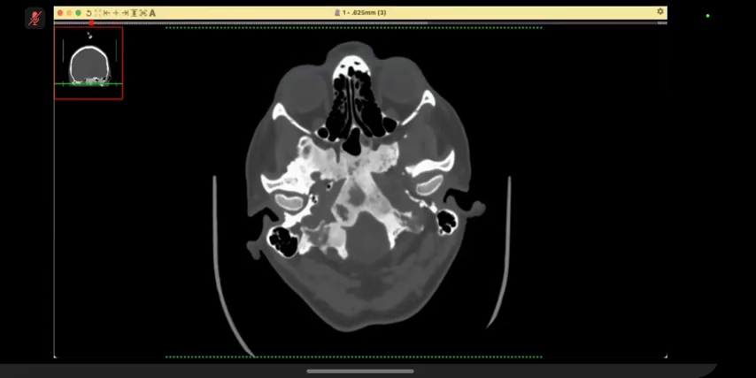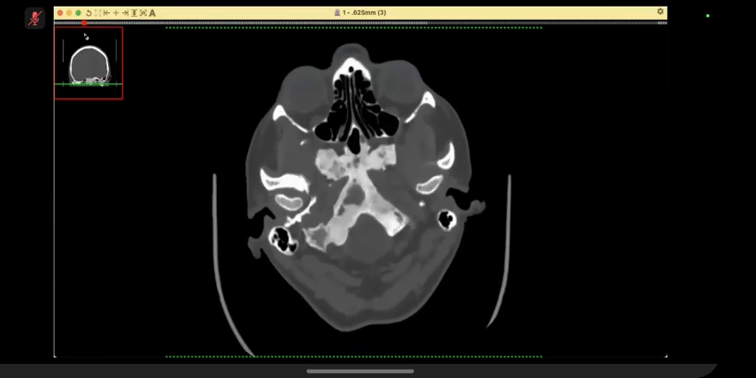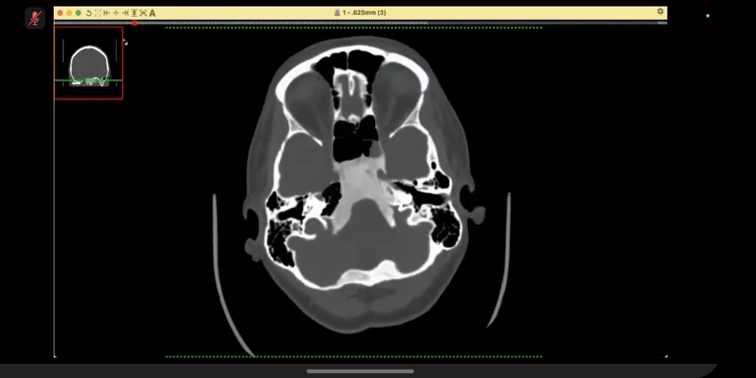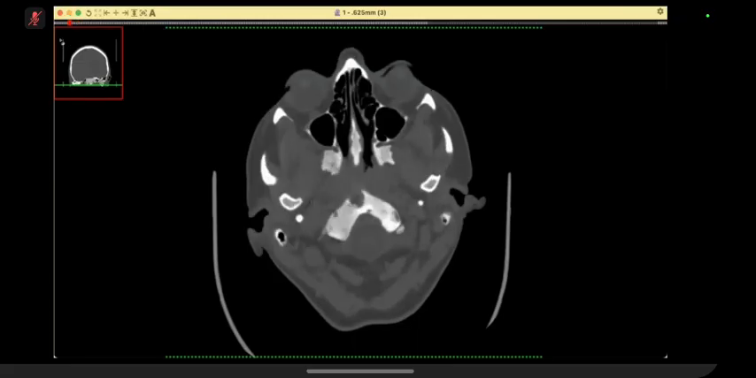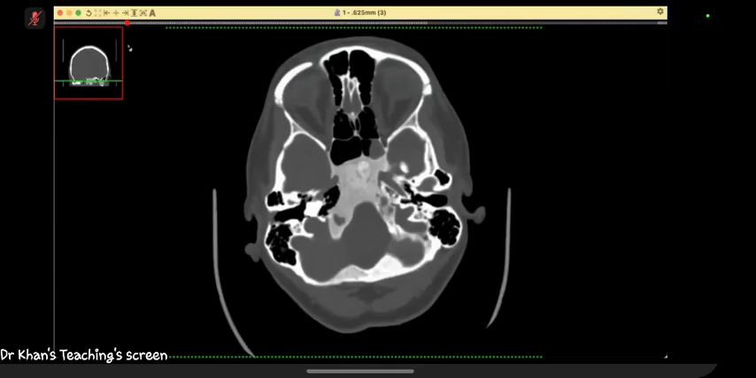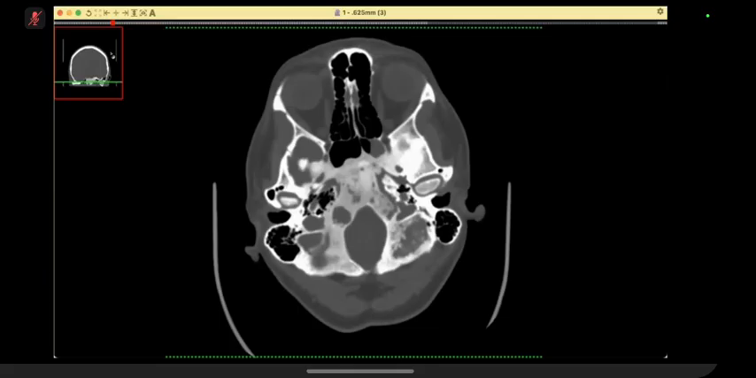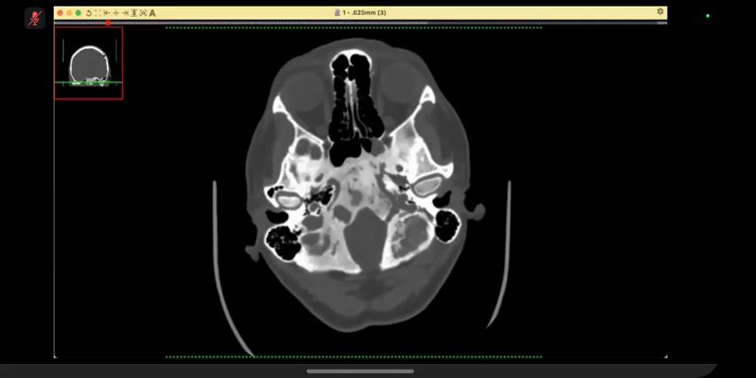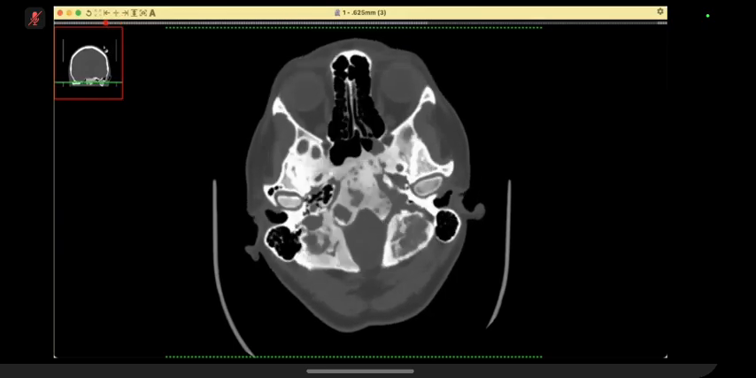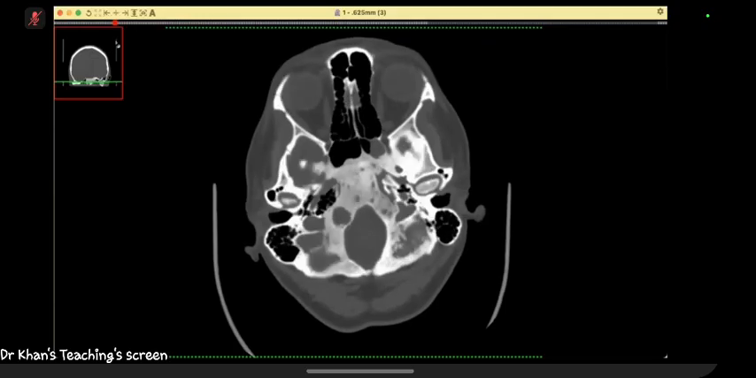I'm checking the other bones. Yes, it's extending also to the sphenoid bone. So this is a diffuse pathology in the form of a ground glass appearance, mainly affecting the skull base. The facial bones look affected. So the differential diagnosis of this case may be fibrous dysplasia. Also, differential may be Paget's disease.